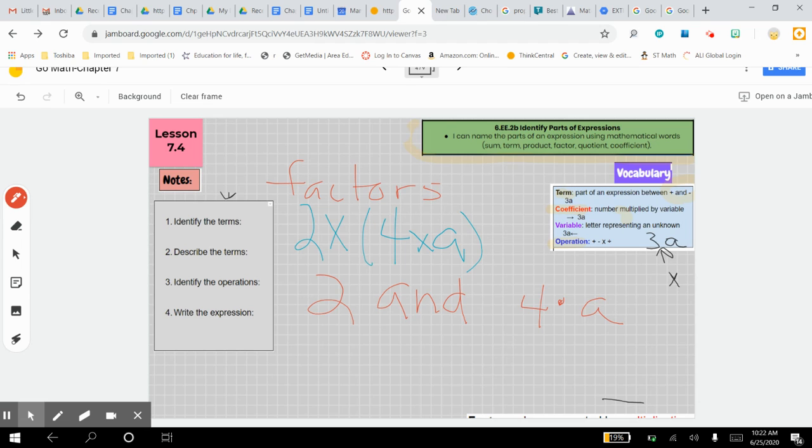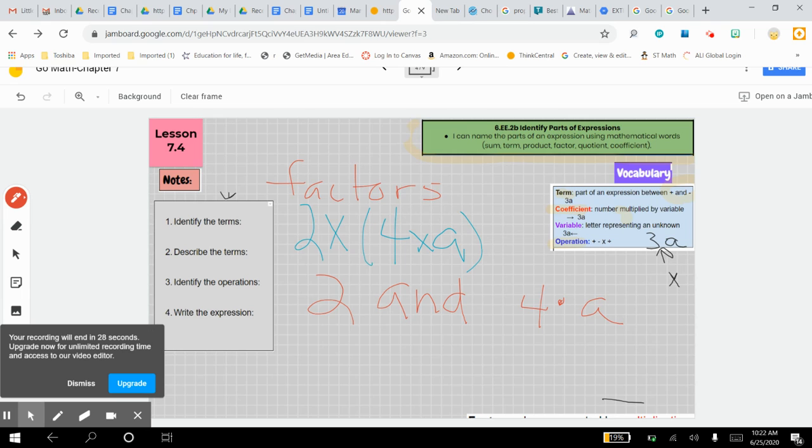This is what you're going to have to remember. Very, very important. So if I can name the parts of an expression, this is what you will do.